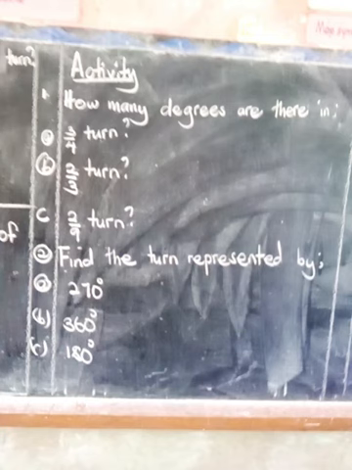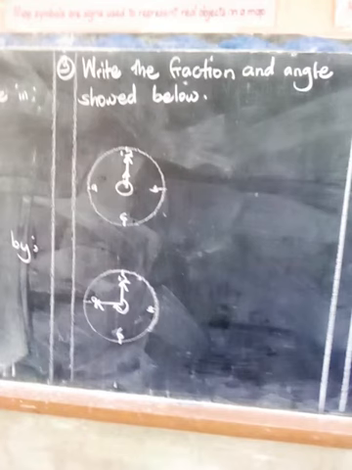Then we go to number 3. Number 3 is saying, write the fraction and angle shown below. As you determine the fraction and angle, you are going to look at the arrow drawn inside the clock face, and follow the movement of the arrow.